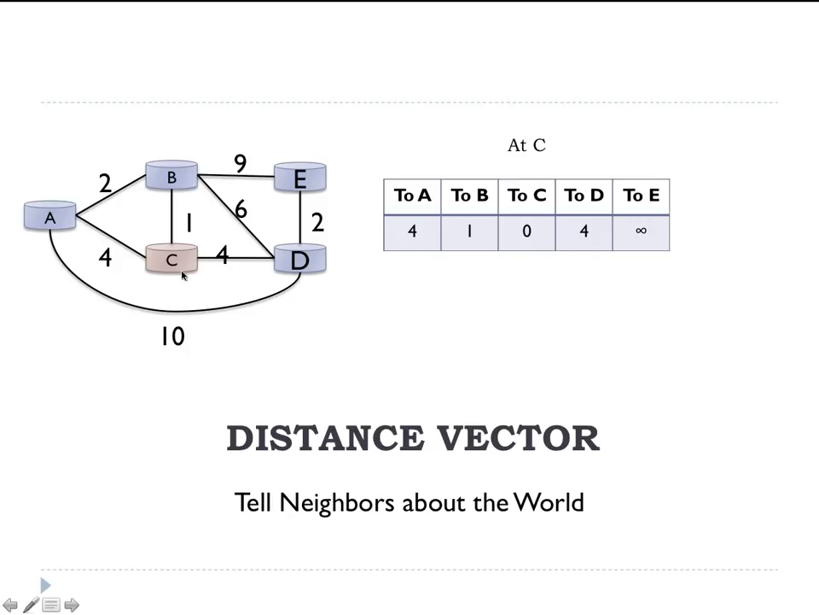At C, it looks like this. We've got 4 to A, 1 to B, 0 to C, 4 to D, infinity to E because it's not directly connected. D looks like this. D is 10 to A, 6 to B, 4 to C, 0 to D, 2 to E. This is its distance vector. And E is infinity to A because it's not connected. It is 9 to B, infinity to C because they're not directly connected, 2 to D, and 0 to E.